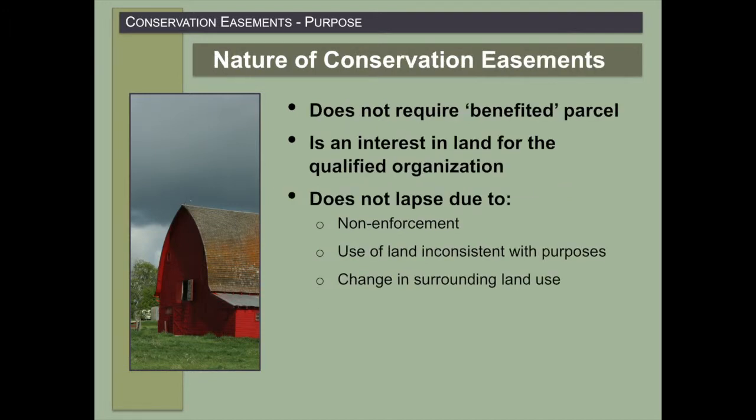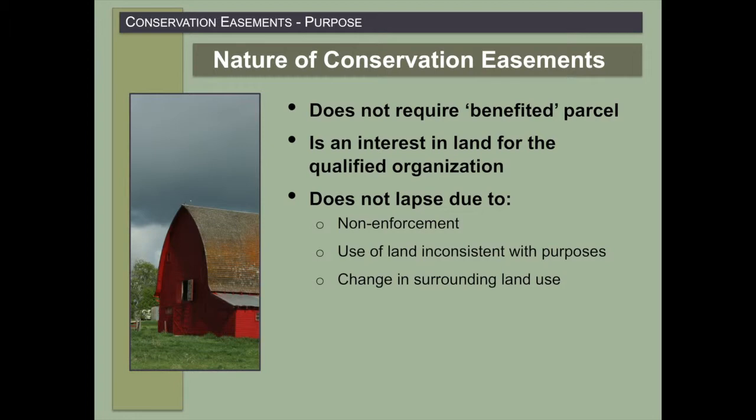There was some discussion in our introductions about restrictive covenants, which is somewhat unusual when you come to things like this. A restrictive covenant is another way that land can be conserved, and in those cases you need to have a dominant property and a subservient one, so one benefits from the conservation of the other. In the case of a conservation easement, that's not a requirement.